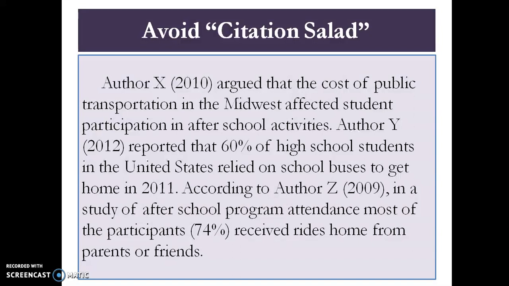We've got that the cost of public transport affected student participation in after-school activities. We've got 60% of high school students needing buses to get home. We've got after-school program attendance, receiving rides home from parents or friends. So it's a lot of information. We can kind of see that it's about the same kind of topic. You know, we're talking about students, and we're talking about transportation, and we're talking about after-school activities. But as I said, there's no connective tissue here. There's no commentary on any of these statistics. There's nothing to connect the dots for us, and there's no topic sentence. There's no overall main idea. So that's a problem. That's going to be confusing to readers.